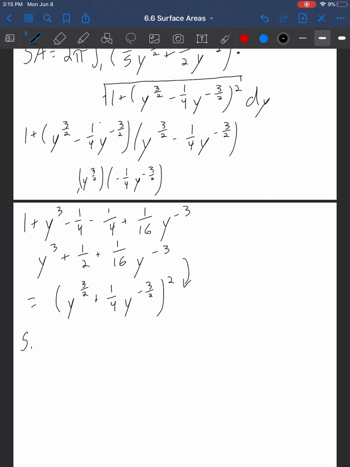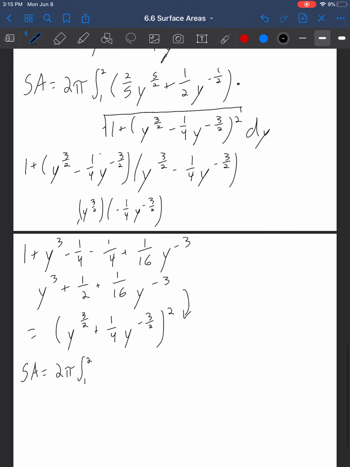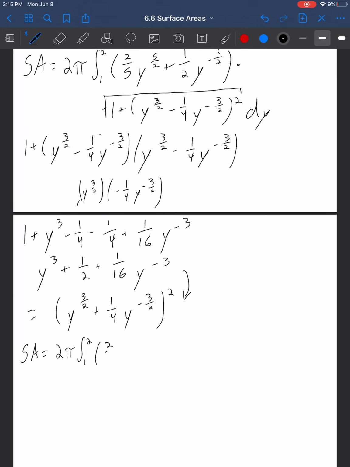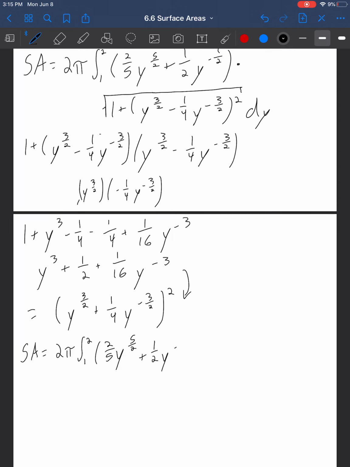Okay, so coming back to our original problem, replacing what was inside the square root with this, we have our surface area, still 2 pi, still integral from 1 to 2. We now have a 2/5 y to the 5 halves plus 1/2 y to the negative 1/2. But our square root now becomes a squared, so the 2 will cancel out. We're left with y to the 3 halves plus 1/4 y to the negative 3 halves dy. And this is great, right?